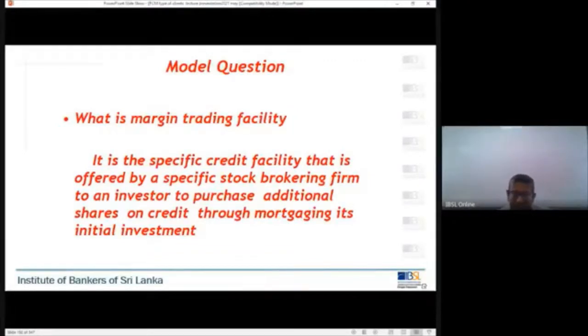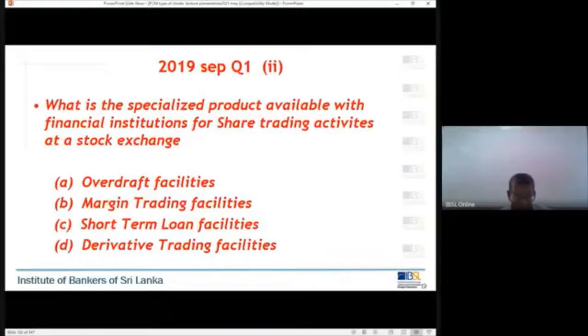The only thing you need is to understand the concept. The margin trading facility is a loan given only to buy shares in the market. That is why it is called a share trading activity. So the answer is margin trading facility. You know what you mean by a margin trading facility, right?